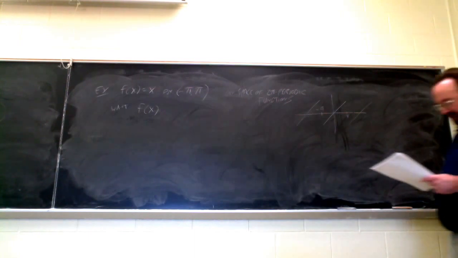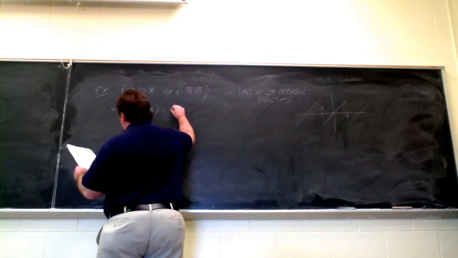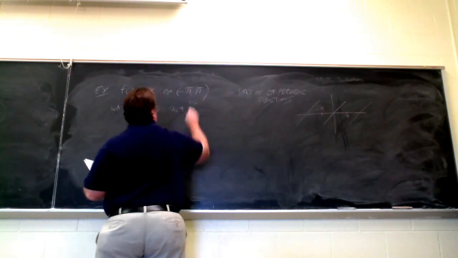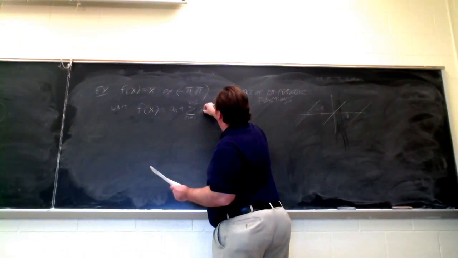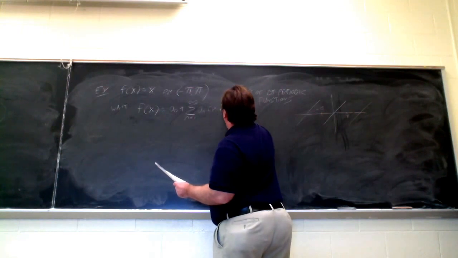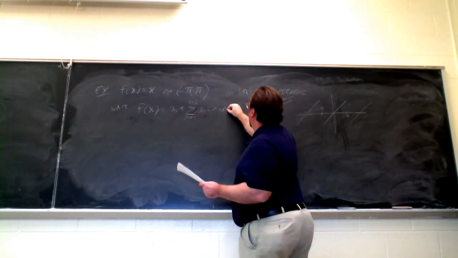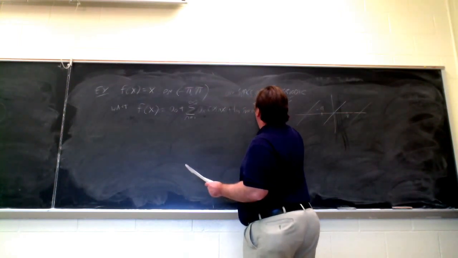Okay, so the expansion we want is this form. It accounts for all different sines and cosines of the appropriate frequencies. So the a's, the a_n's, are the coefficients of cosines, and the b_n's are coefficients of sines.